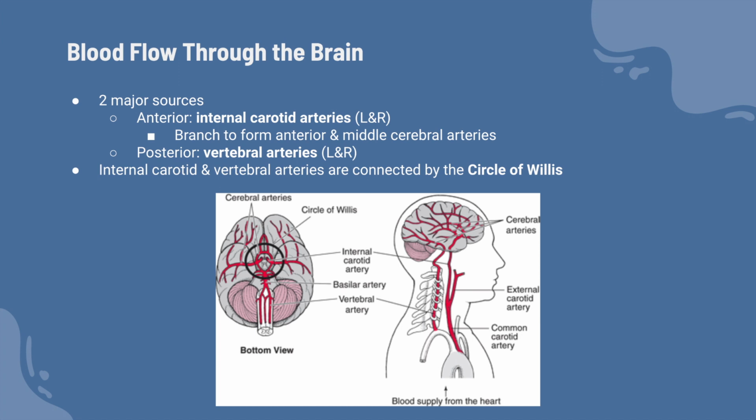Now, the internal carotid and vertebral arteries are actually connected by a structure called the circle of Willis, which is a circular artery in itself. It is very redundant, so if a cerebral artery fails to supply blood or something goes wrong, the circle of Willis acts to back that up. However, if the circle of Willis itself fails in some way, we can see many problems arise. One of them is ischemia, or reduced blood flow.